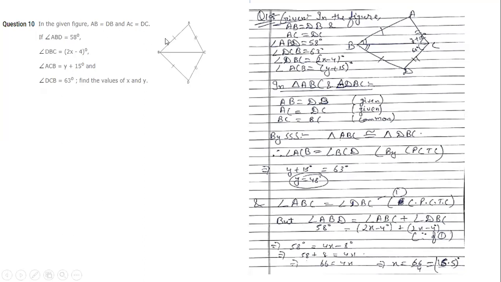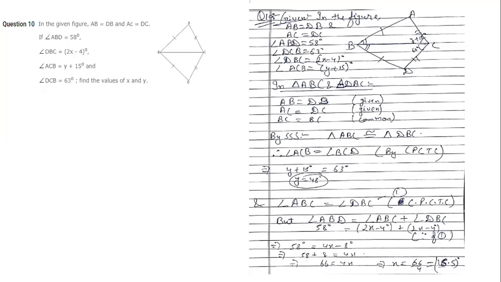AB is equal to DB. AC is equal to DC. And if angle ABD is 58 degrees, DBC is 2x minus 4 degrees, ACB is y plus 15 degrees, and DCB is 63 degrees, find the values of x and y.